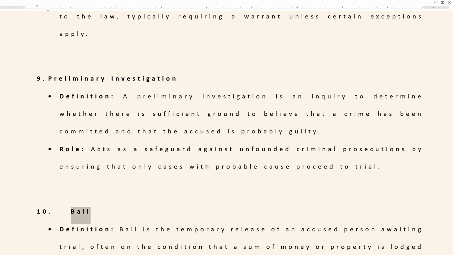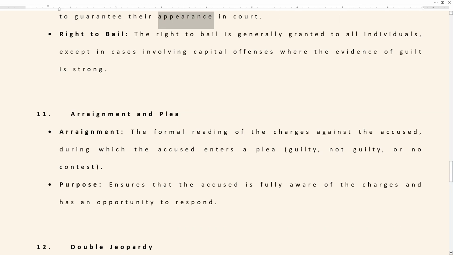Bail. Definition: bail is the temporary release of an accused person awaiting trial, often on the condition that a sum of money or property is lodged to guarantee their appearance in court. Right to bail. The right to bail is generally granted to all individuals, except in cases involving capital offenses where the evidence of guilt is strong.